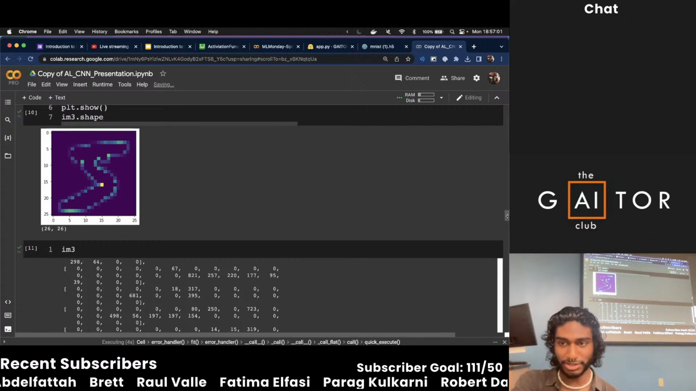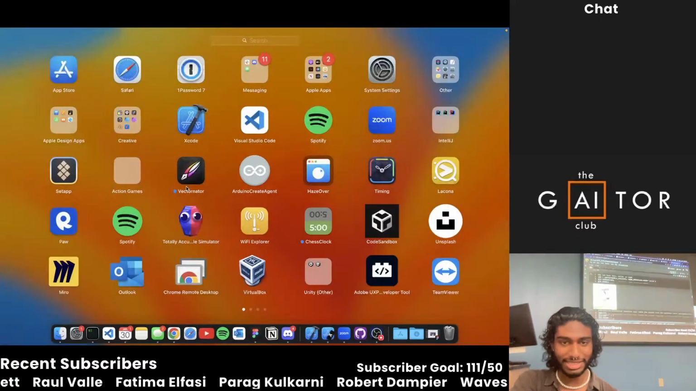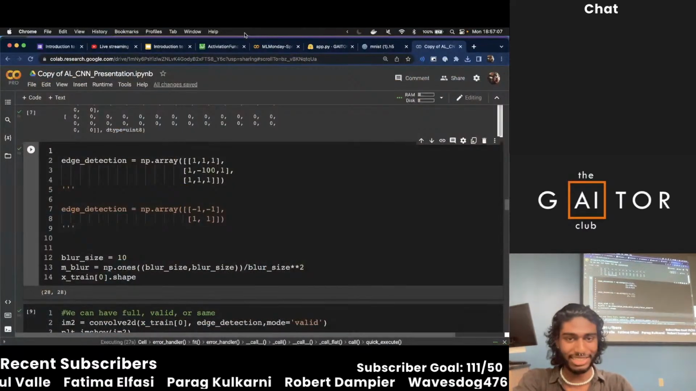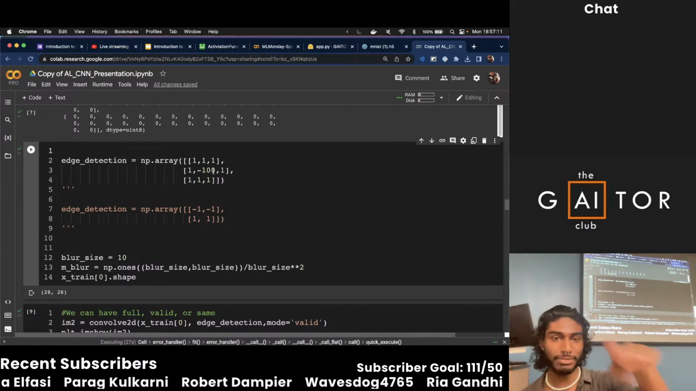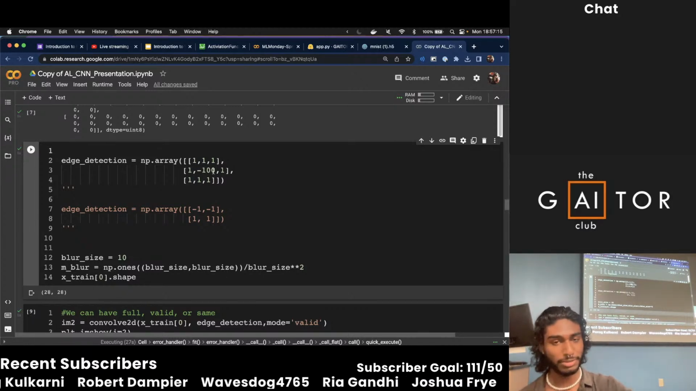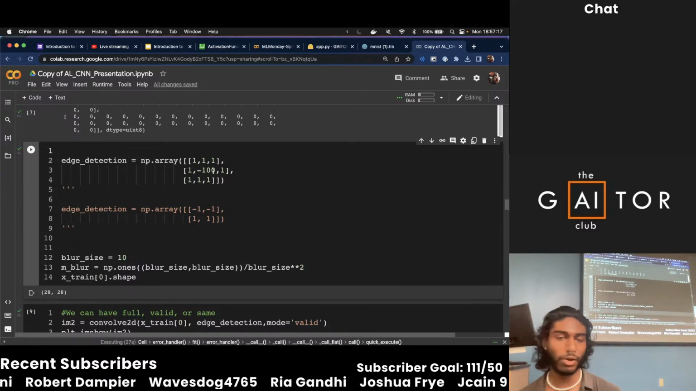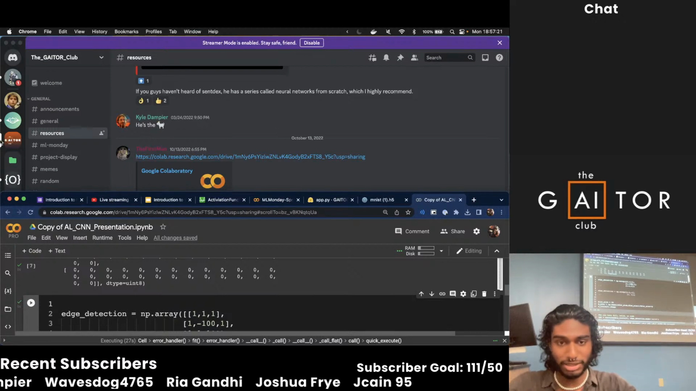Once this finishes, you should be able to play with the filter used and the matrix used. If you use different matrices, you can detect different features. If you try horizontal values, like 1s on the top, 0s in the middle, and 1s on the bottom, you'll be able to detect horizontal edges, or vertical edges, or diagonal, however you like. And this is how the model tends to train.